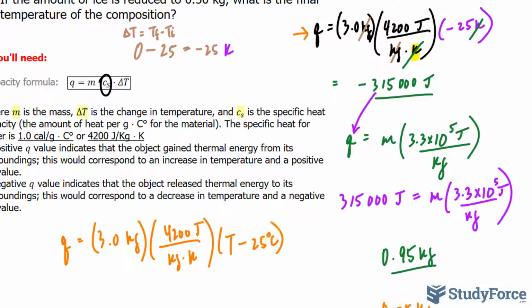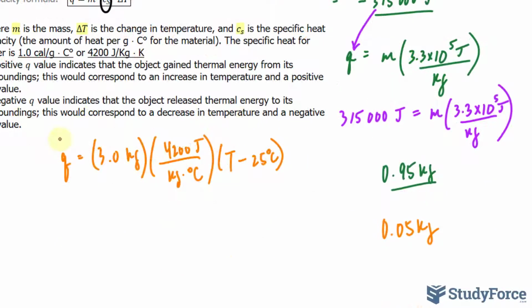Now you're probably wondering, this is in Kelvin and that's in degrees Celsius. Because we're dealing with differences here, it really doesn't matter. So I'm going to go ahead and change this to degrees Celsius. It's the same thing in this particular case. Now because the water is releasing its energy, make sure that the Q value is negative. That will ensure that this T value is less than 25.